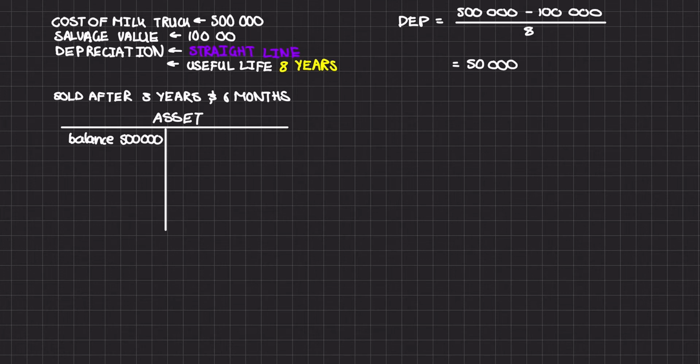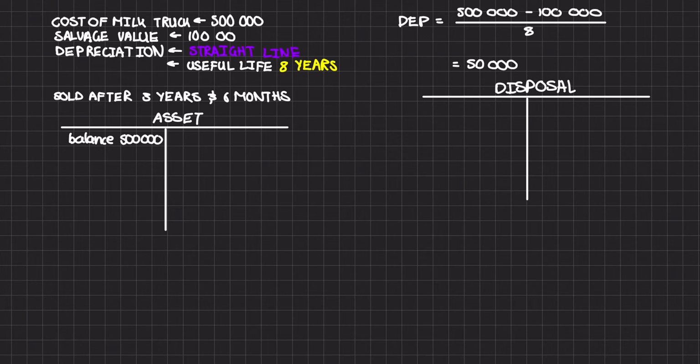Cool. But then we're going to sell it, right? So we know we're going to have to minus from this account. But where's that going to go into? It's going to go into this account called the disposal account. And that's probably the most important account in this whole section. And it's the disposal account.